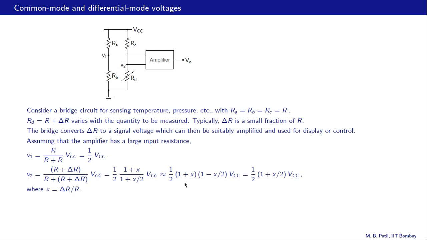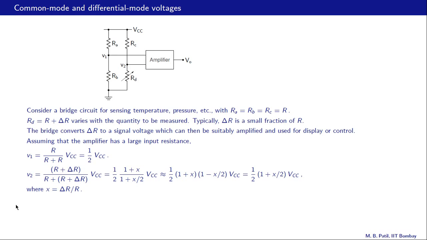So this expression is the same as half times (1 plus x) times (1 minus x by 2) times VCC. And now when we multiply these two terms, we get 1 plus x minus x by 2 minus x squared by 2. So x squared by 2 is much smaller than x if x is small, and therefore we can ignore it. And then we end up with half times (1 plus x by 2) times VCC, where x is delta R over R.